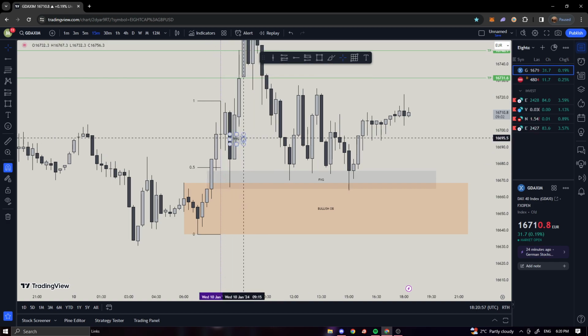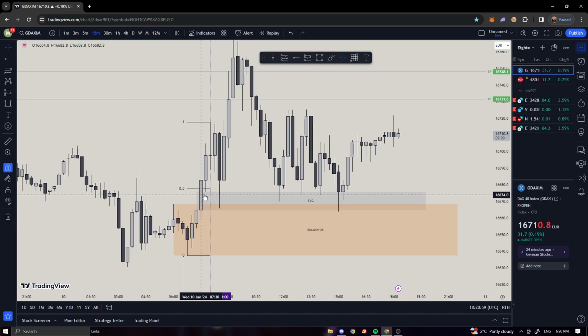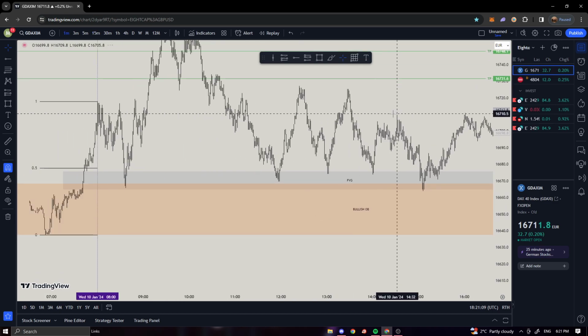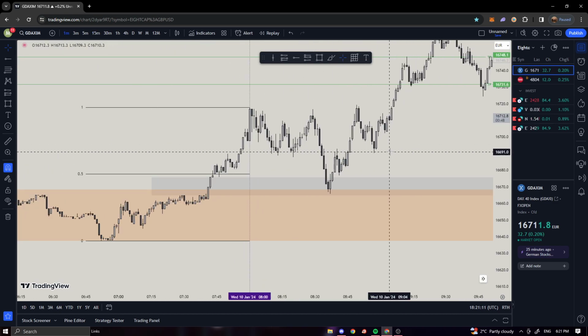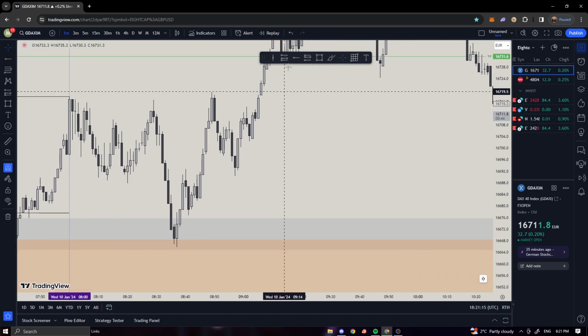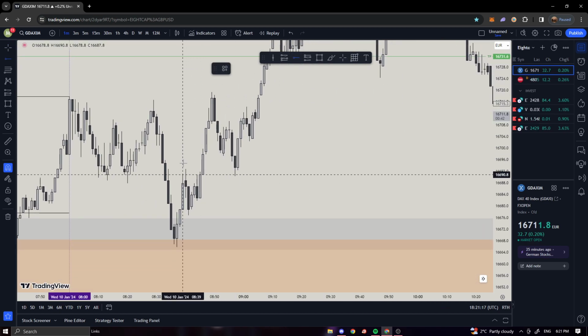Okay, so 15 minute fair value gap, equilibrium, price retraced into the 0.5, into discount and into the fair value gap, tap in the bullish order block. So yeah, so tap into the bullish order block. Where did we get the break? So we got the break of structure from this high.